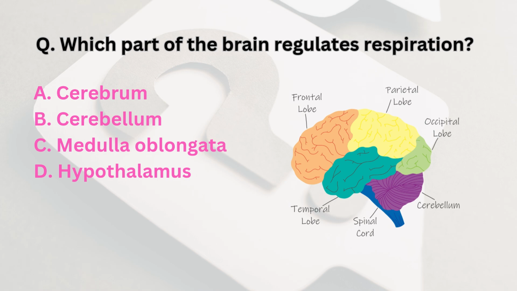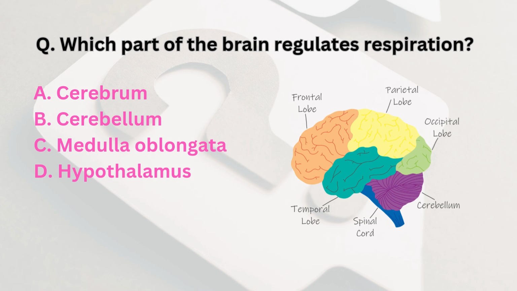First I told cerebrum. What is cerebrum? We all know cerebrum is the largest part of the brain and is responsible for higher level functions like thought, perception and some voluntary movements. Next one, cerebellum. Cerebellum is located behind the cerebrum and is responsible for coordinating movement and balance.